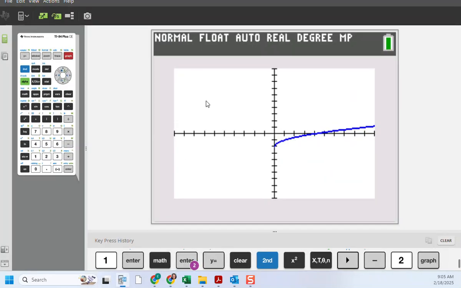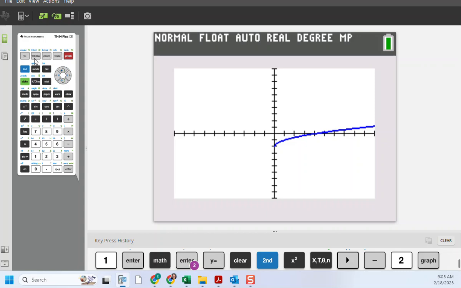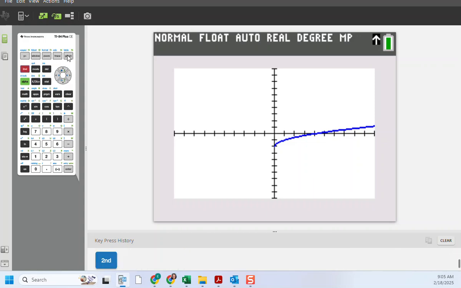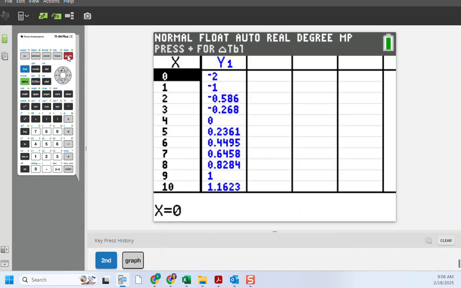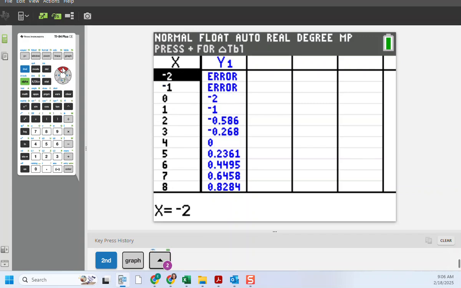Now you can scroll back in this table of values. You see how I have error? That's because those points are not defined. So the very first point that's defined is 0, negative 2. That's how I know that's my start point. If I was having trouble seeing it on the graph, I could do second table and find that 0, negative 2 is my first point. That means my x's start at 0, so my domain goes from 0 all the way right to infinity. And my y starts at negative 2, so my range is from negative 2 all the way to infinity.